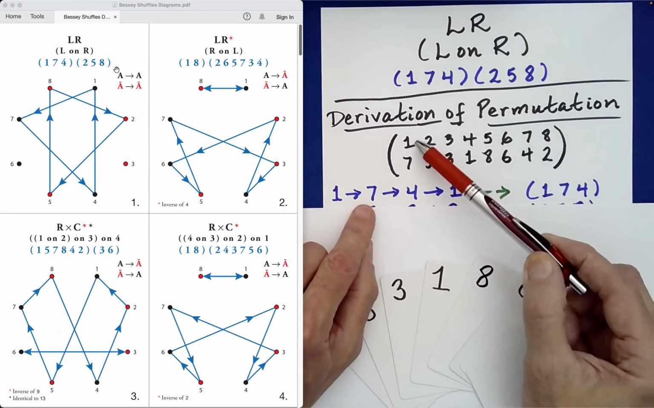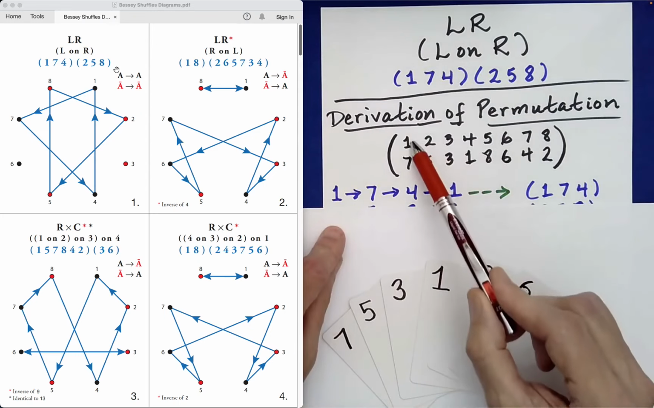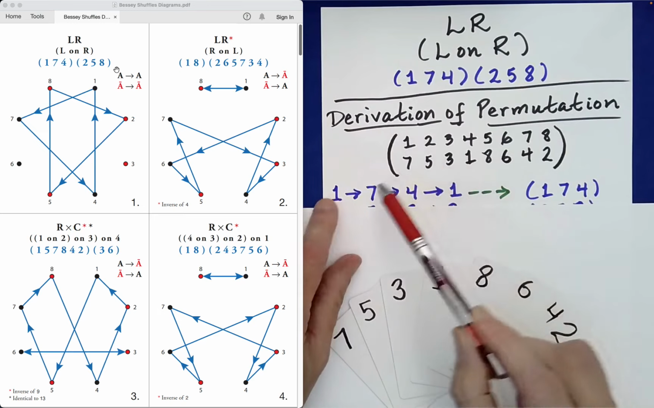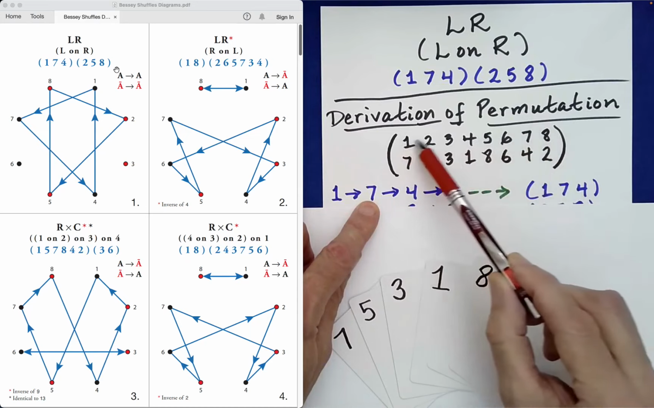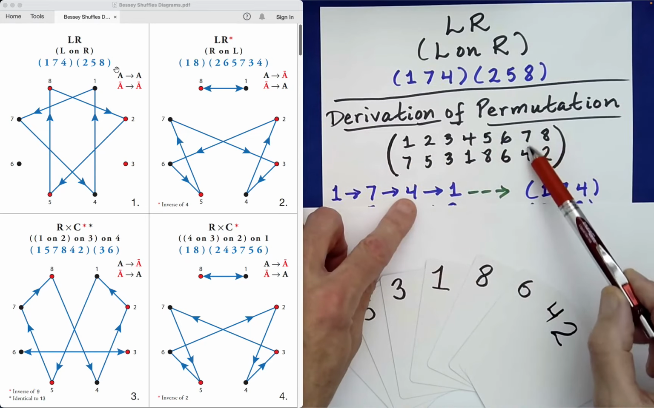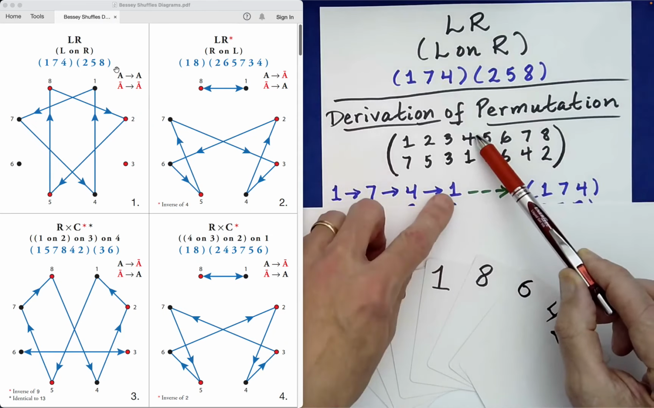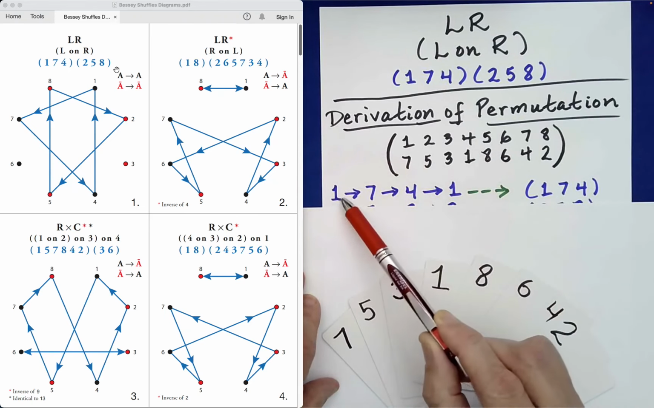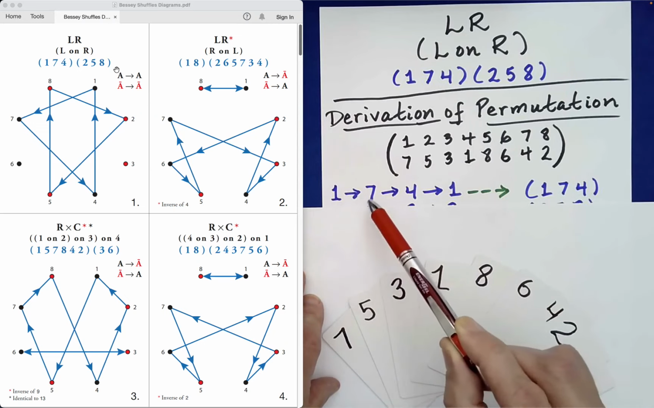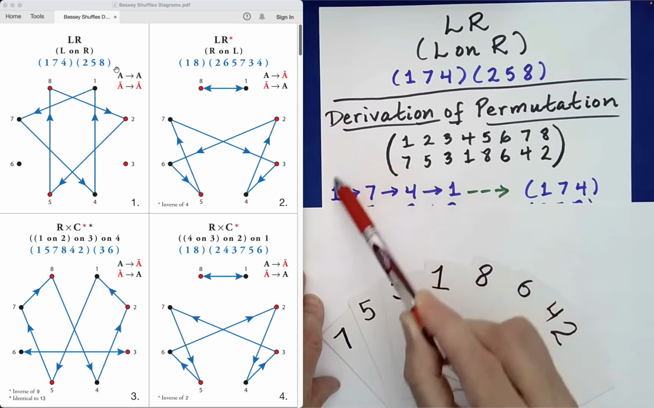So what was in position 1 gets replaced by what was in position 7, right? So 1 goes to 7. Where does 7 go? Looking at the top row, 7 goes to 4. Very good. Where does 4 go? Well, 4 goes to 1. Guess what? That wraps around. We started at 1. We went from 1 to 7, 7 to 4, 4 to 1. So that creates a little cycle of 3 elements.